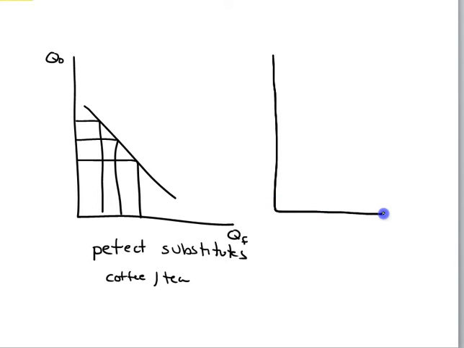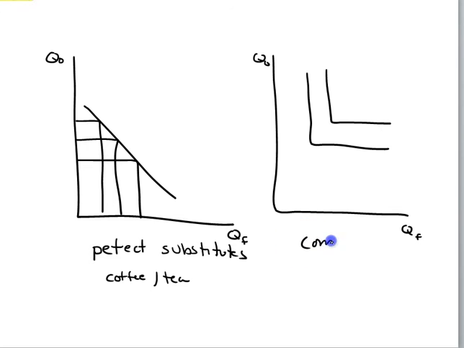Or I can have an indifference curve that looks like this, which says things are perfect complements. You have to give me more of the good on the horizontal axis if you're going to give me more of the good on the vertical axis. And this might be pancakes and syrup.